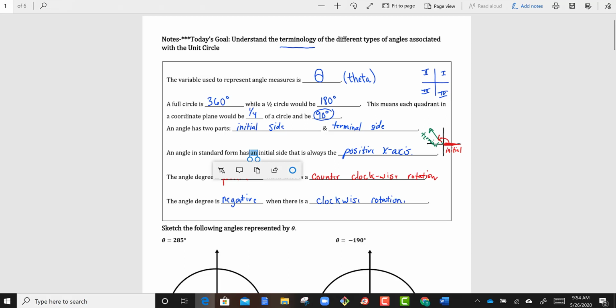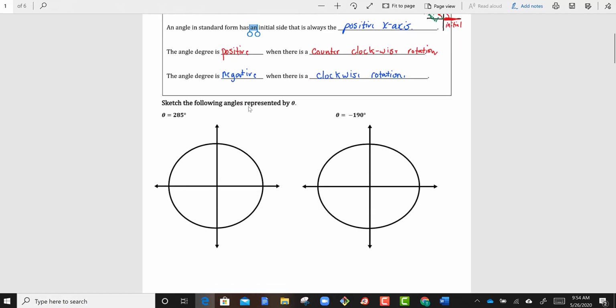So let's just practice sketching a couple of basic angles in the coordinate plane. Example 1 wants us to sketch the angle represented by theta, where theta is just a variable, so theta equals 285 degrees. So we're always going to start right here on the positive x-axis. Since it's a positive angle, we're going to rotate counterclockwise. Or another way to think about it is we start going up initially. Doesn't really matter how far up, we're just going up enough to where we can actually see the angle.